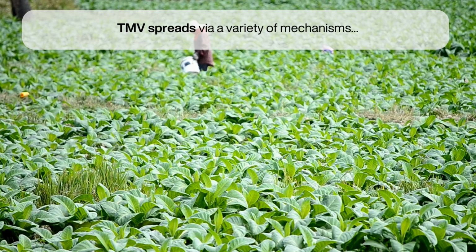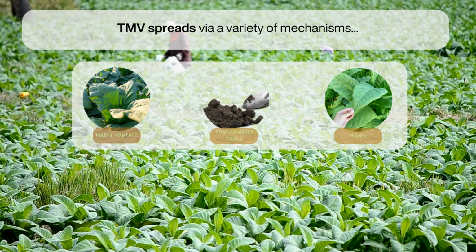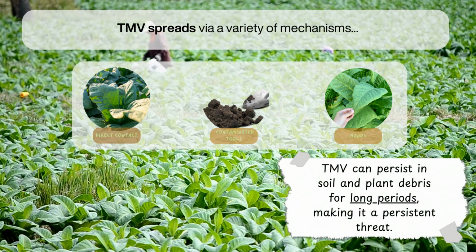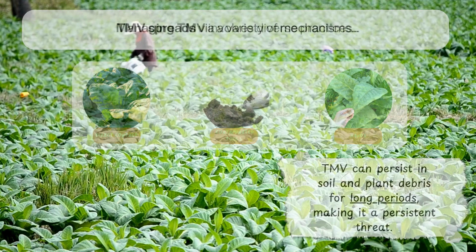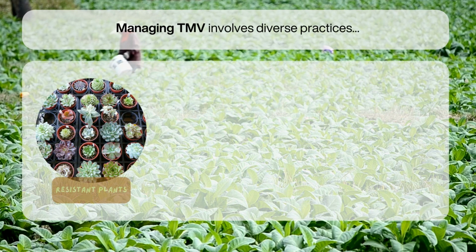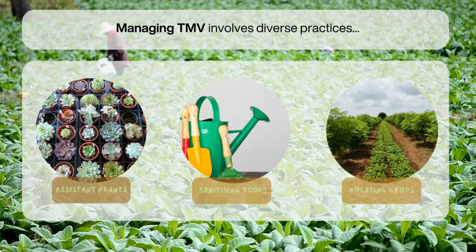TMV spreads through direct contact between plants, contaminated tools, and even through the hands of gardeners or farmers. It can persist in soil and plant debris for long periods. This makes it an abiding threat. Managing TMV involves practices such as using resistant plant varieties, sanitizing tools, and rotating crops to reduce the risk of infection.